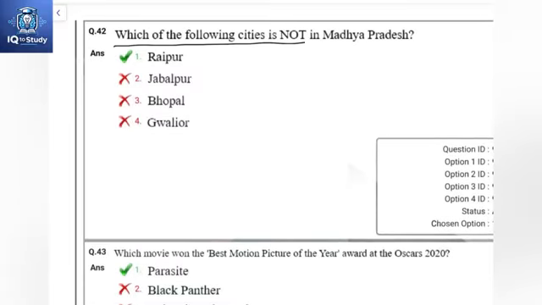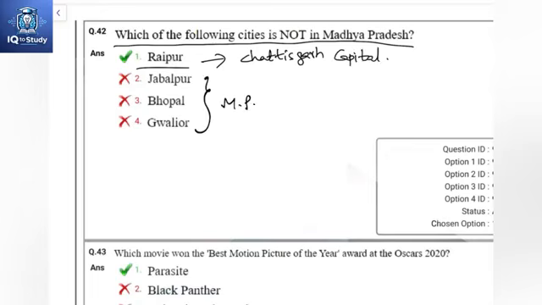Which of the following cities is not in Madhya Pradesh? Raipur. Because Raipur is capital of Chhattisgarh. And Jabalpur, Bhopal and Gwalior are in Madhya Pradesh. Bhopal is capital of Madhya Pradesh.